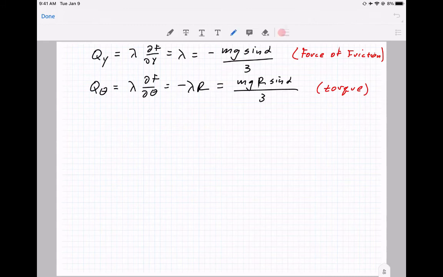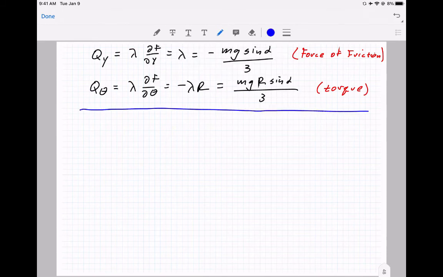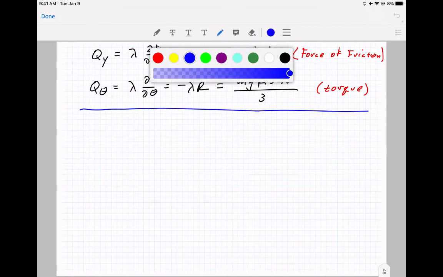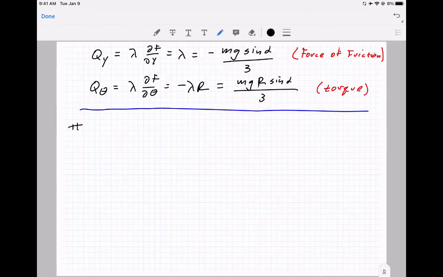Okay, so that's the end of the second problem. And next, let's do a pulley. Pulleys are always fun, right? So let's do a pulley problem. This will be number 3.